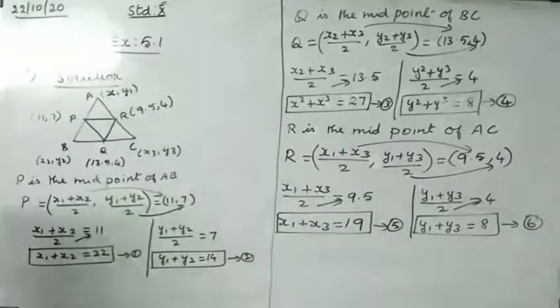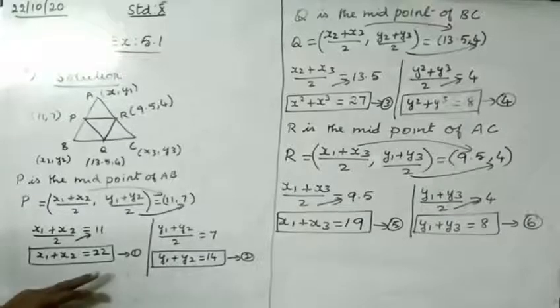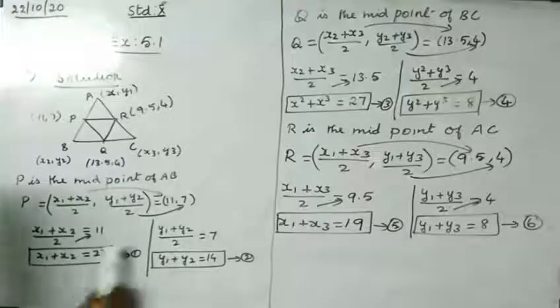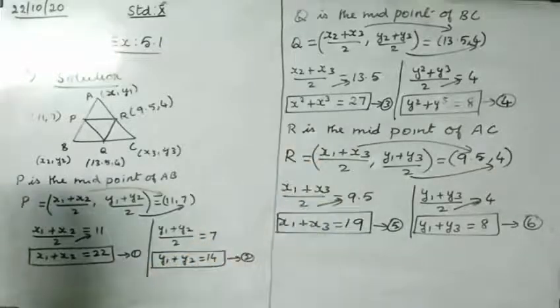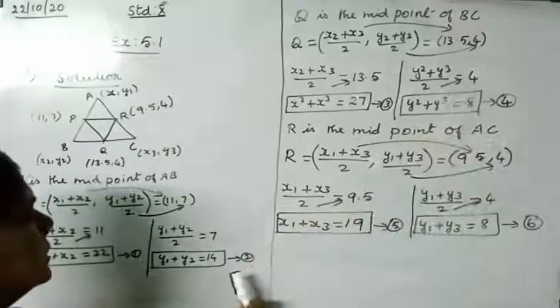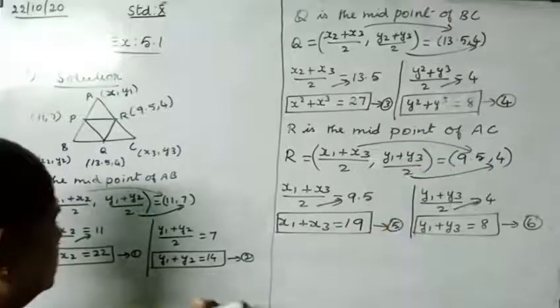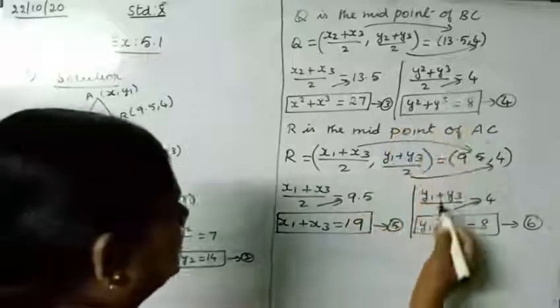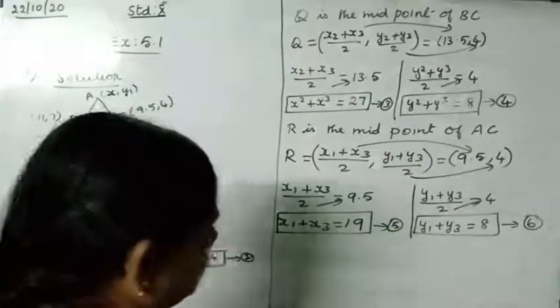Now look at these equations. All the x coordinates are in odd number equations: equation 1, 3 and 5. Look at this: x1 and x2, x2 plus x3, x1 plus x3. All the y coordinates are in even number equations: y1 plus y2 equal to 14, y2 plus y3 equal to 8, y1 plus y3 equal to 8.